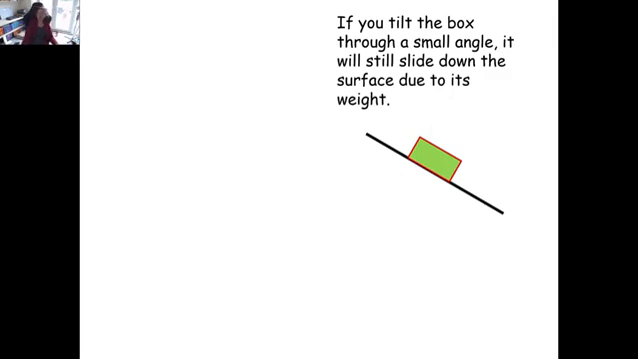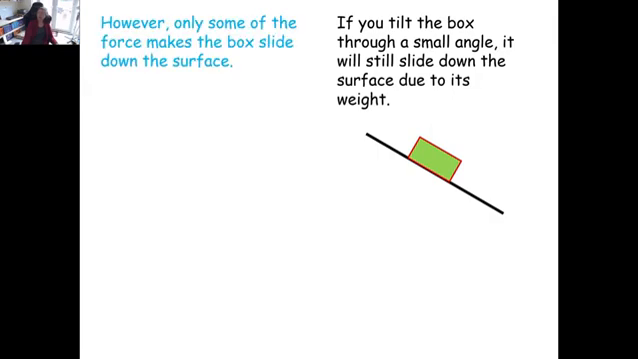So, tilt the box through a small angle, it will still slide down the surface due to its weight. But only some of the force is making the box slide down the surface. And we say this force is parallel to the slope. So part of this box's weight is parallel to the slope, and that's the bit that makes it slide down the surface.